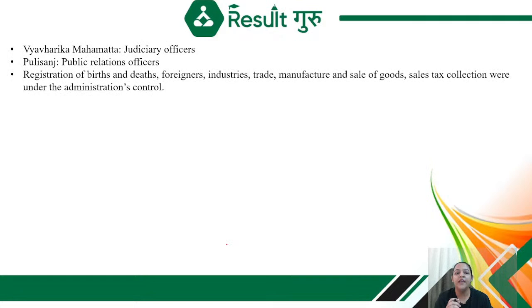Then we have Harika, Mahamant, they were judiciary officers, so they were basically responsible for justice. We have Pulisanj, public relations officers, PR. Registration of birth, death, foreigners, industries, trade, manufacture of goods, sales tax collection were all under the administration's control. So you can see how each and every aspect of the life of the people was under the control of the administration. Okay, let me know if you have any doubts here.